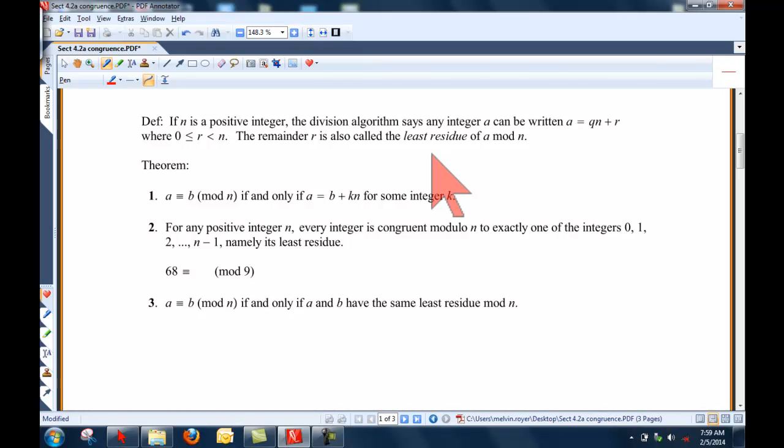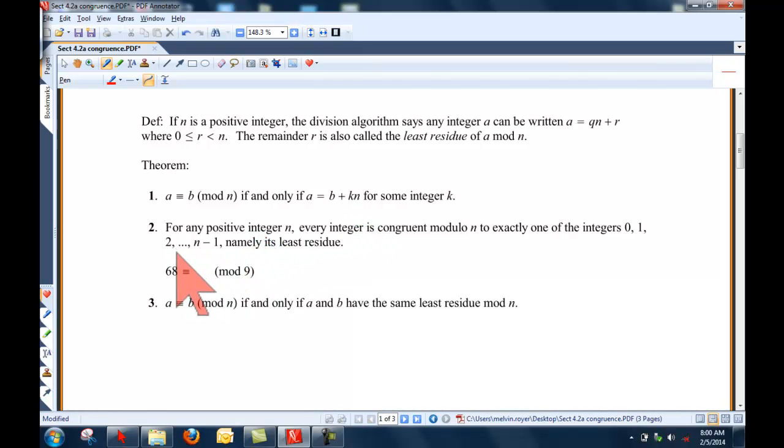And so, a theorem with three parts here. Part one: a is congruent to b mod n if and only if the one integer a is the other integer plus some multiple of n. We'll prove that in just a moment.